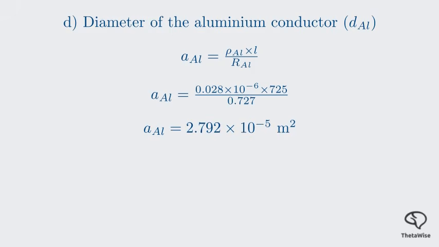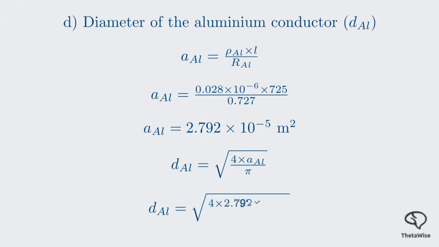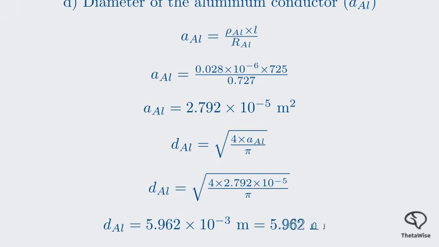We repeat the process from example 1.12 to find the diameter from the area. The diameter of aluminium, DAl, is the square root of 4 times its area divided by pi. Plugging in our values, we get a diameter of approximately 5.962 times 10 to the minus 3 meters, or 5.962 millimeters.